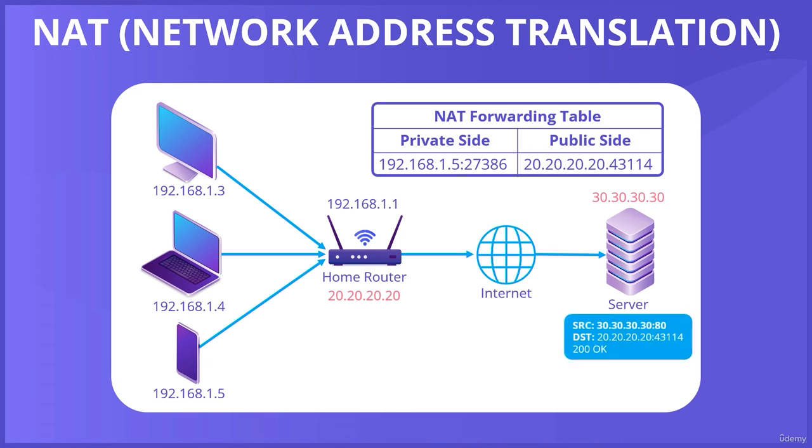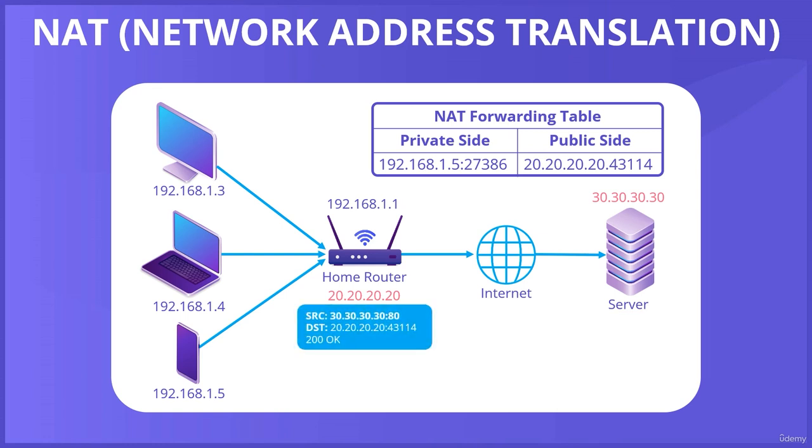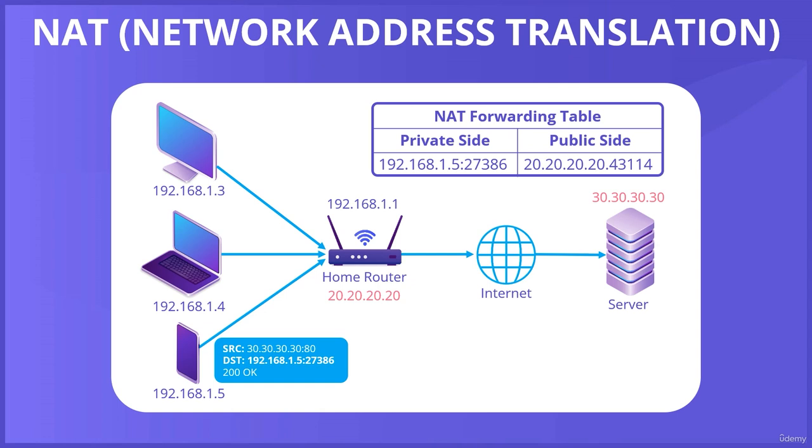The web server creates a reply packet where the source IP address is itself and the destination IP address is the public IP address of the home router. When our home router receives a response, it looks at the NAT forwarding table and replaces the destination IP and the port according to the mapping inside the table. And finally, the smartphone receives the packet. Pretty cool, huh?